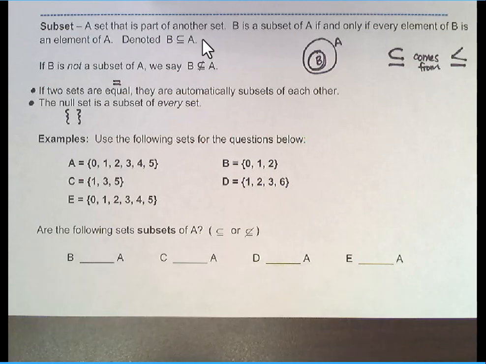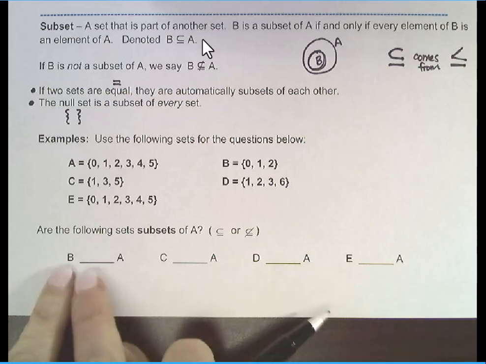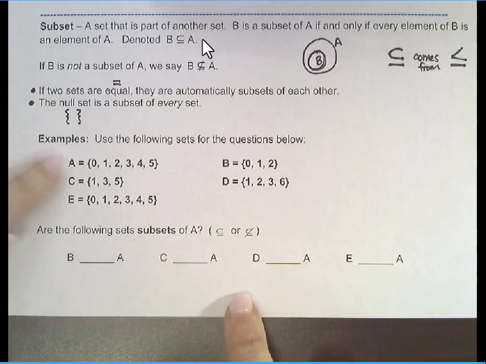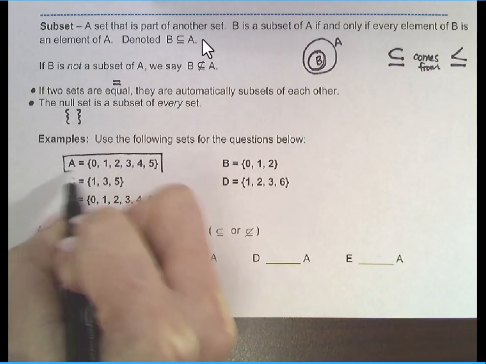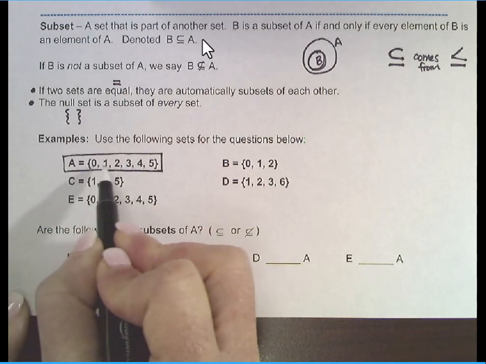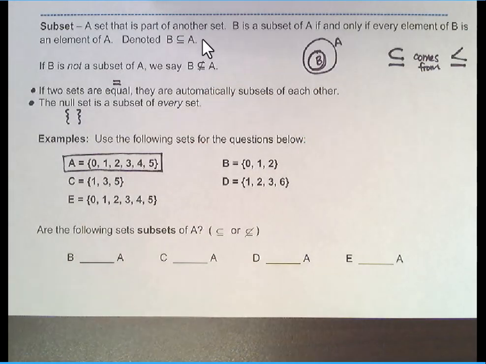So here I've given you 5 sets. They all contain numbers. Some have 3 elements, some have 5 elements, some have more than that. Some have 6 elements. And we want to know, are the following subsets of A? So notice all of these are paired up against A. So A, he's kind of the big dog here we want to look at. He's got 0, 1, 2, 3, 4, and 5 as elements.